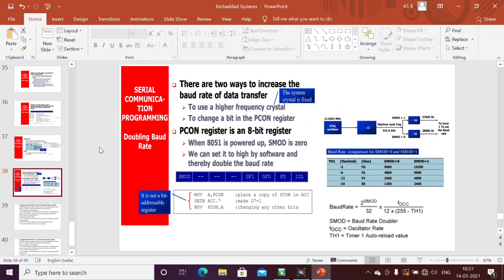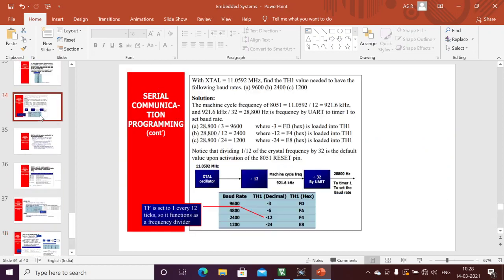Similarly, if I want to double the baud rate, mainly the PCON register can be used. Here we'll discuss SMOD. This is one method for the baud rate calculation: divide by 3, then I will get 9600. Then I can directly load the TH1 value with -3. This is one method. The other method is to load the corresponding hex value.